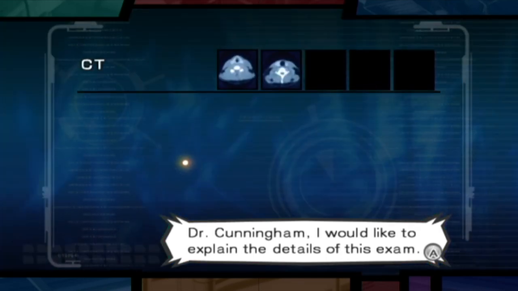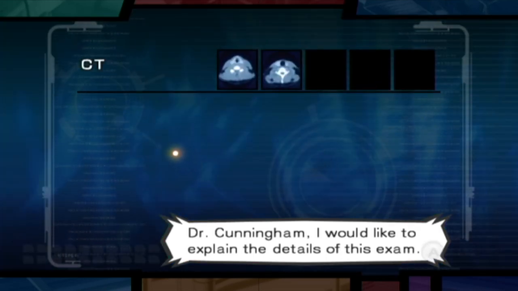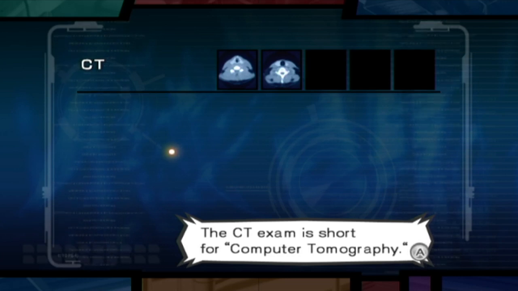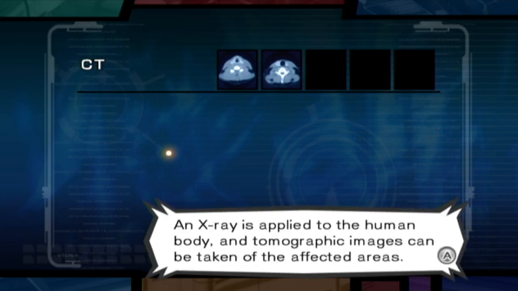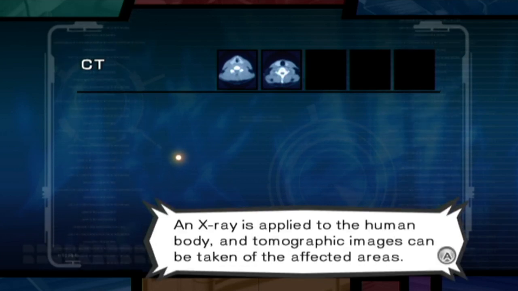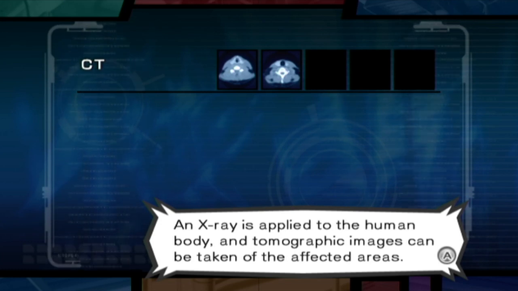Dr. Cunningham, I would like to explain the details of this exam. The CT exam is short for computer tomography. An X-ray is applied to the human body and tomographic images can be taken of the affected areas.